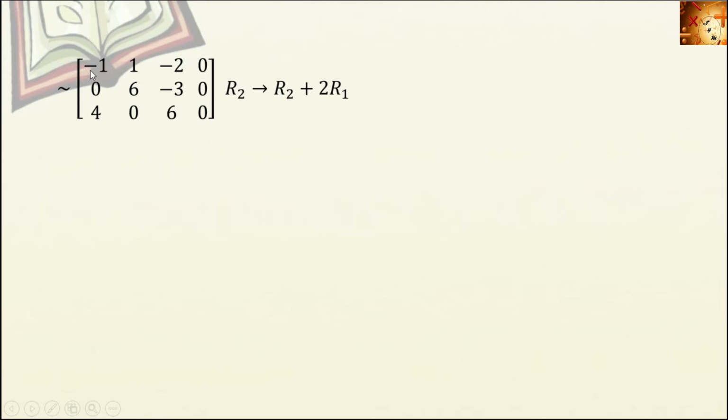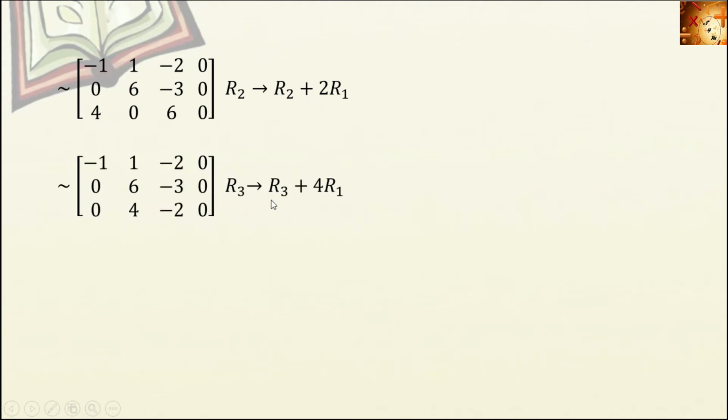So the matrix is minus 1, 1, minus 2, 0. The second row as 0, 6, minus 3, 0. The third row is the same, 4, 0, 6, 0. Next we want to make this 4 as 0. The transformation is R3 changes to R3 plus 4R1. That is, here 4 plus 4 into minus 1, that is equal to 0.